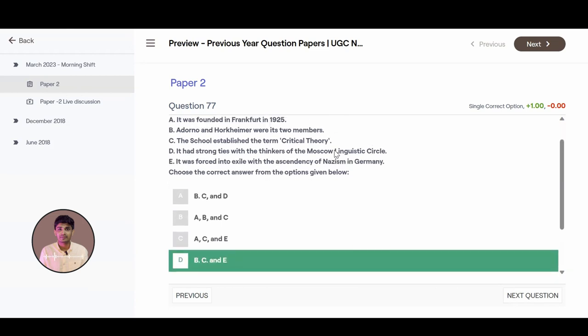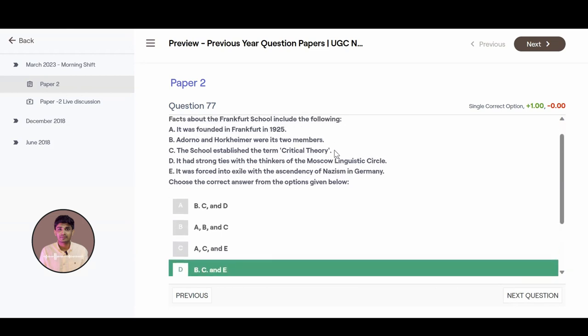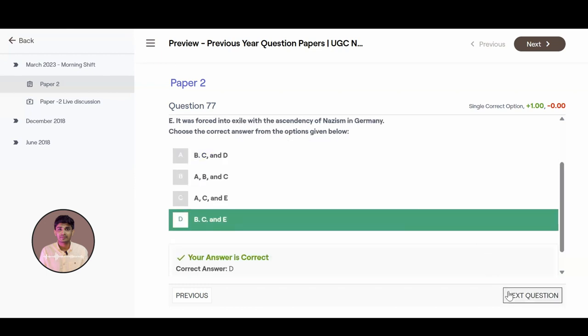Now, E, it was forced into exile during the growth of Nazism in Germany. The members were forced into exile and they moved to various countries, including the United States, where they continued to work and influence the academia. All right. So D is the correct answer.